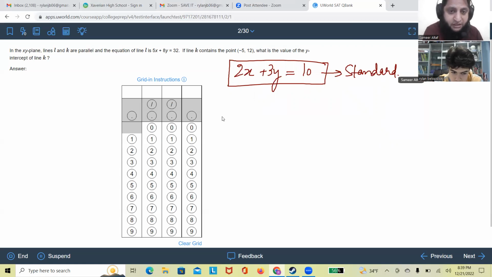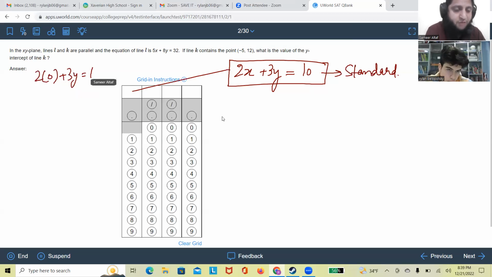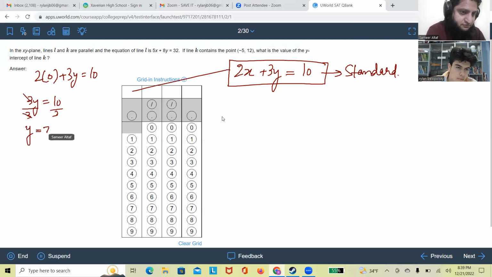Okay, and you can even calculate the slope and the y-intercept here also. You can plug in the value of x as 0 to calculate the slope. Oh, sorry, to calculate the y-intercept. So 2 times 0 plus 3 times y equals 10. So how much will be y? It is 3 times y equals 10, right? Because 2 times 0 is 0. So you'll be dividing by 3 on both sides, not subtracting. Clear? So y equals 10 over 3 is the y-intercept.